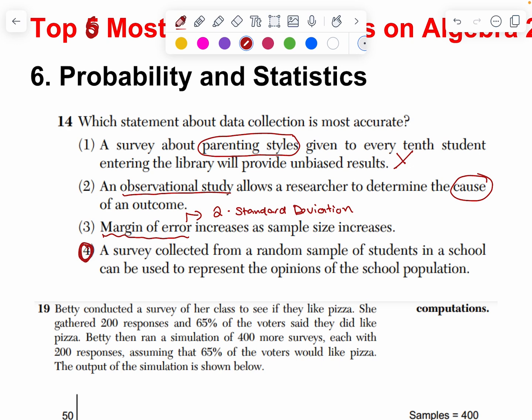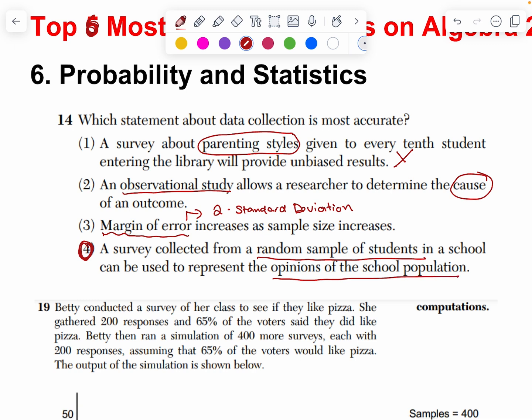A survey collected from a random sample of students in a school can be used to represent the opinions of the school population. Well, if it's random and it is students in that particular school, you will have representation of that particular population. So, yes, I would absolutely say as long as the people that you are collecting represent who you're trying to find out about and you are finding it in the most random way without any bias towards one population or another, you are going to get a good sample size.